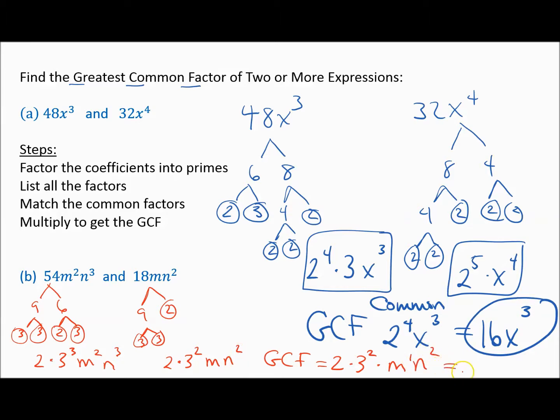Now I'm supposed to multiply that out. 2 times 3 squared is 9. 2 times 9 is 18. 18mn squared is the greatest common factor for those two expressions.